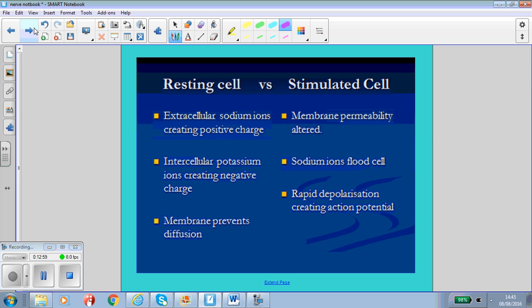However, when the nerve is stimulated, the membrane permeability is altered. The sodium ions flood into the cell and depolarize, making the cell positively charged. Once the stimulation has stopped, the sodium ions leave the cell again and repolarization occurs and the action potential stops.